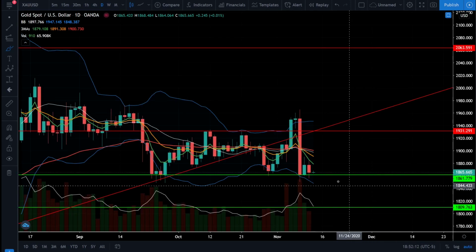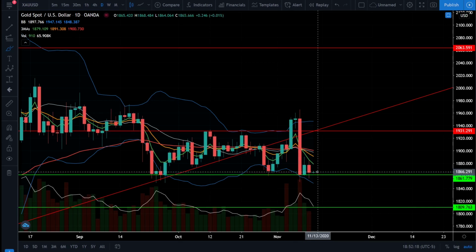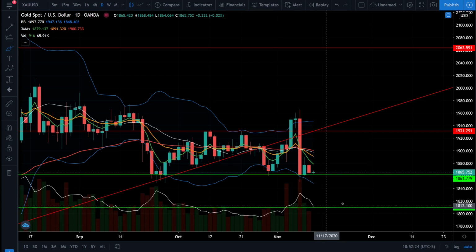Next up is gold, and we see gold still holding up around that 1860 support level, and it looks like we're still just waiting to see if gold is going to bounce and continue back into a bull market or break down below 1860 and head to our next support level at 1809.